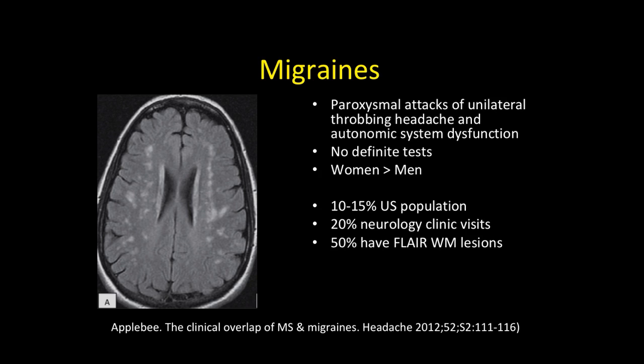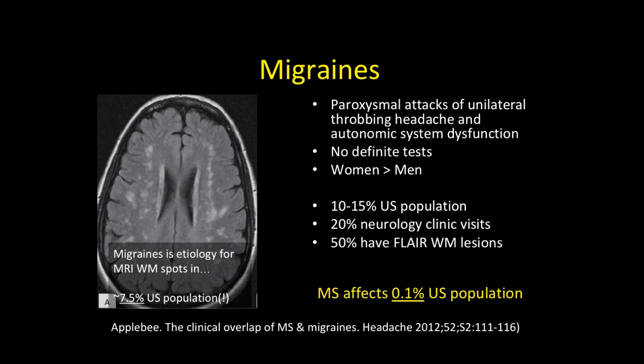Our next variant, migraines, headaches associated with white matter changes. And migraines, as you know, are paroxysmal attacks of unilateral throbbing headache and autonomic system dysfunction. It's the etiology for MRI white matter spots in about 7.5% of the US population. Again, that's far more than multiple sclerosis affecting 0.1% of the US population. So keep in mind that chronic small vessel ischemic changes and chronic migraine white matter changes are far more prevalent than MS white matter changes in the general US population.